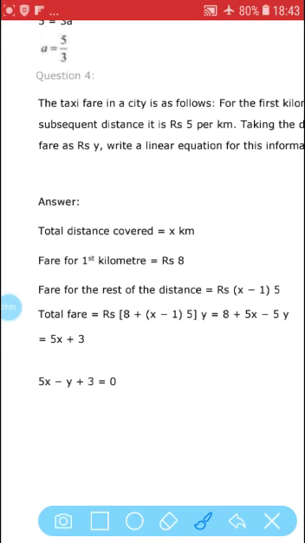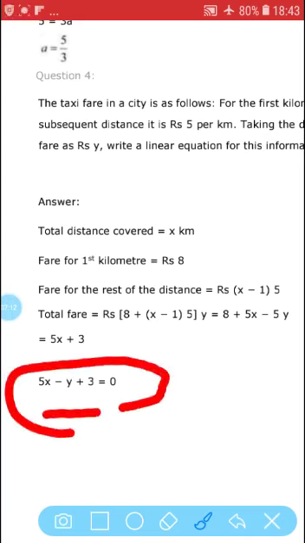So just solve this. It will be 8 plus 5x minus 5 equals y. This becomes 5x plus 3, and we can write the equation 5x minus y plus 3 = 0. In that way, you can write a linear equation. Is there any problem? It is not compulsory that you write it this way. You can take another method also. So use your own sense while solving any problem.